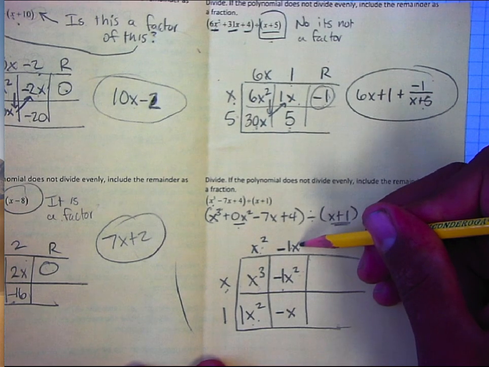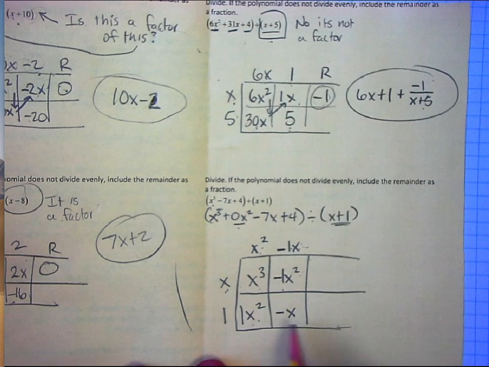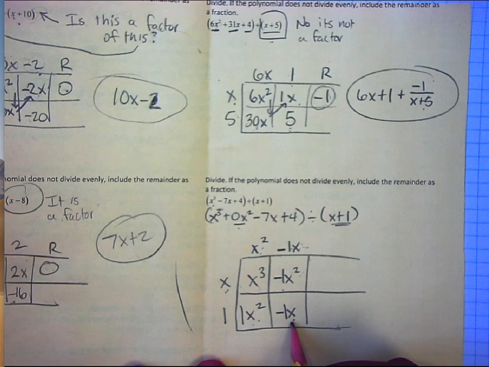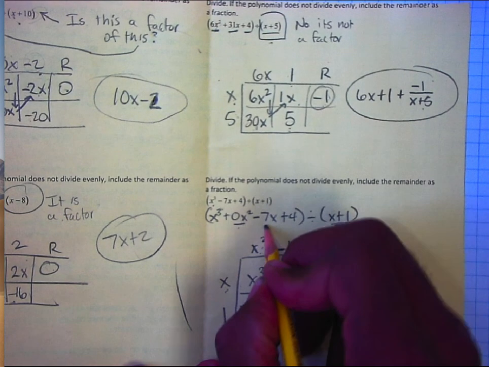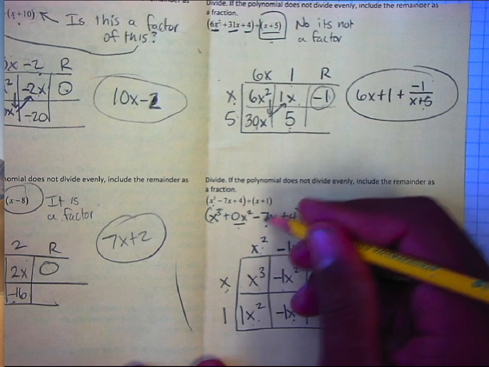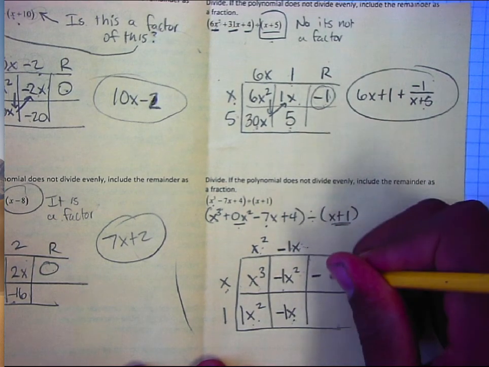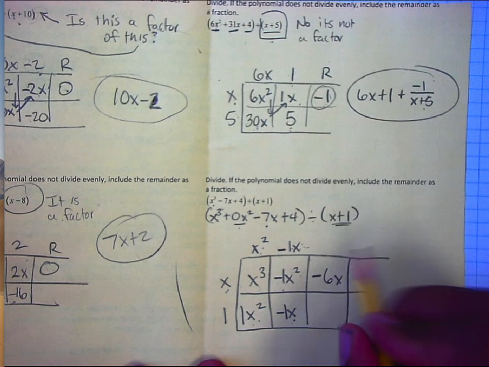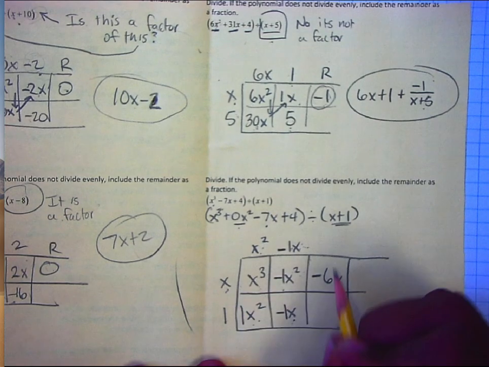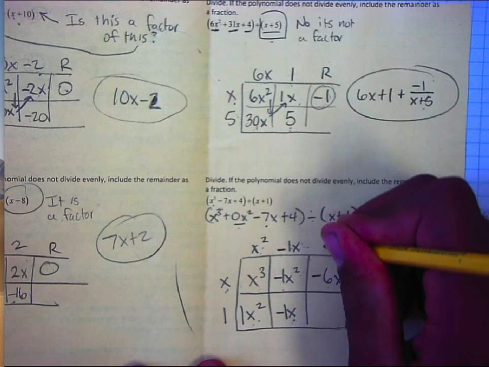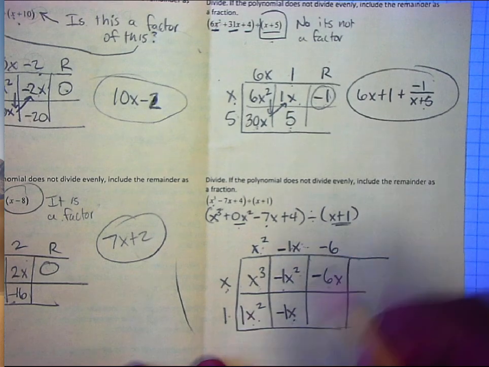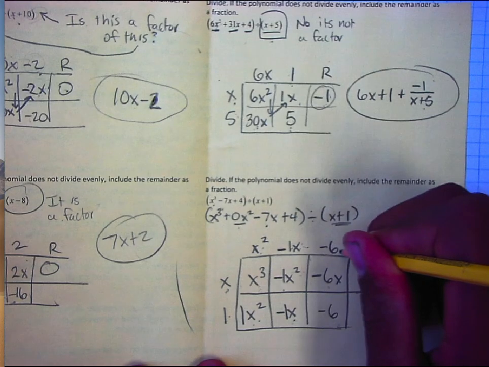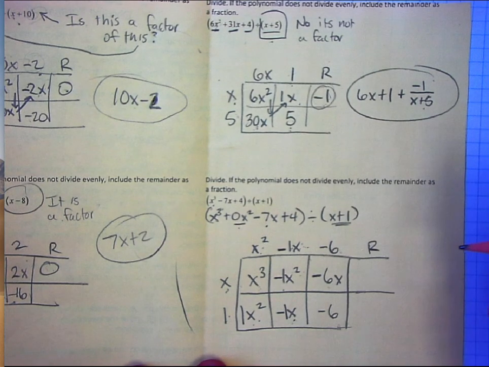So I'm not done. I don't have a constant here, so I have to go to the next term. Negative 1x plus what will give me negative 7x? Well, I have to subtract 6x. So I'm going to need another column here. Again, same steps. x times what value will give me negative 6x? It's negative 6. And negative 6 times 1 is negative 6. Now I know, since I have a constant here, my next number will be the remainder.